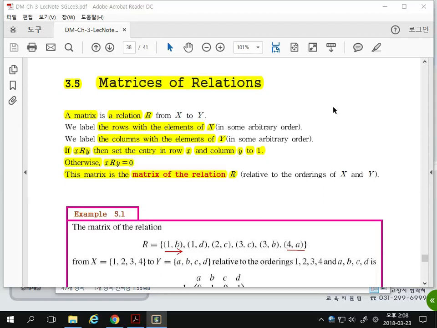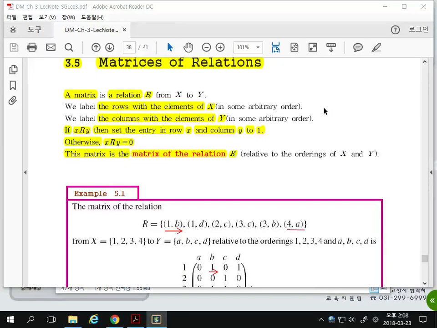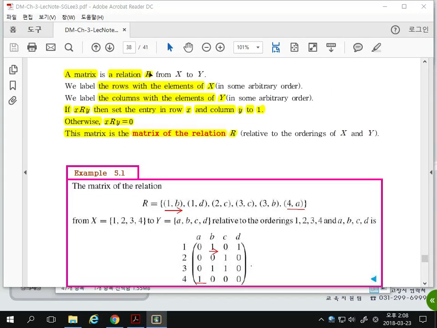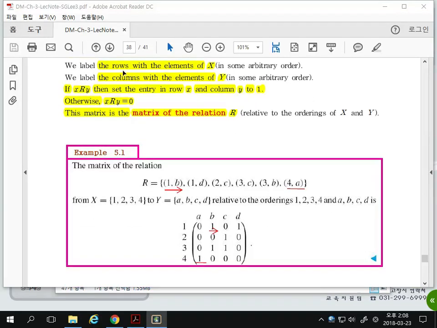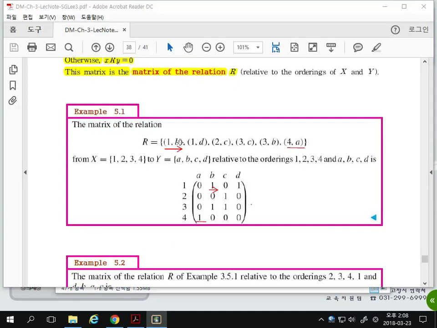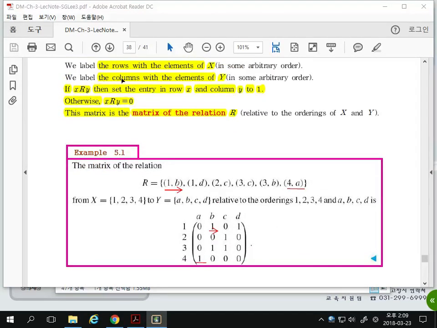Okay, this is the last section of chapter 3, matrices of relations. A matrix is a relation R from X to Y. We may label the rows with the elements of X, and we label the columns with the elements of Y, in some order.